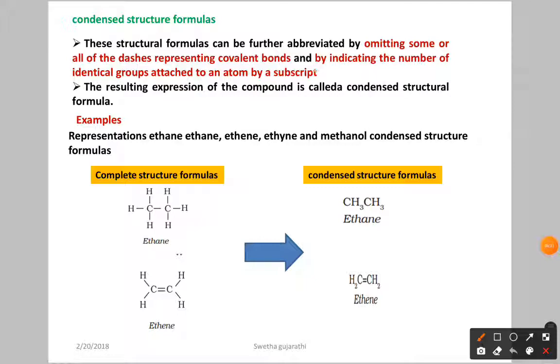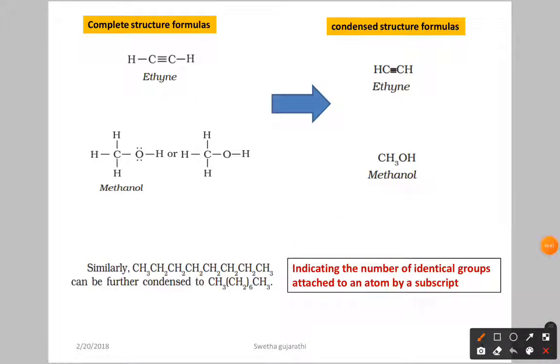Now here I said, indicating the number of identical groups attached to an atom by a subscript. What is the meaning of that? Let us go for the example now. Here you can see this is a molecule we have. In this, we have similar groups like CH2, CH2, CH2, CH2. How many are there? Total 6. So that similar group we simply write as a subscript. So this is a 6 here.